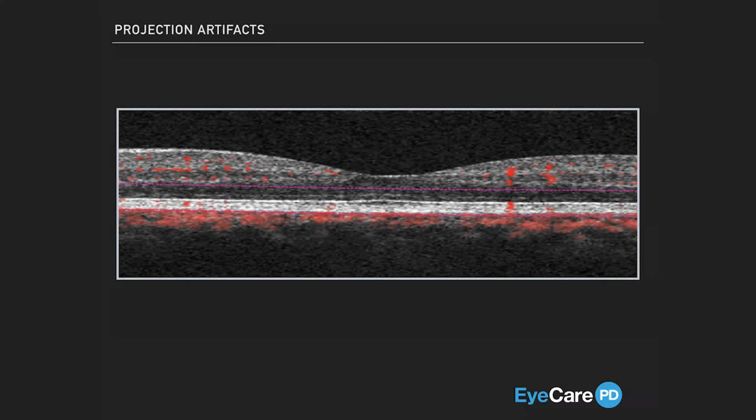OCT angiography uses the concept of motion contrast to image blood flow. This results in several systematic points of risk in terms of image quality. Simple concepts such as patient movement will certainly degrade image quality, but these are obvious. More subtle risks are the subject of this video, with a focus on projection artifacts.